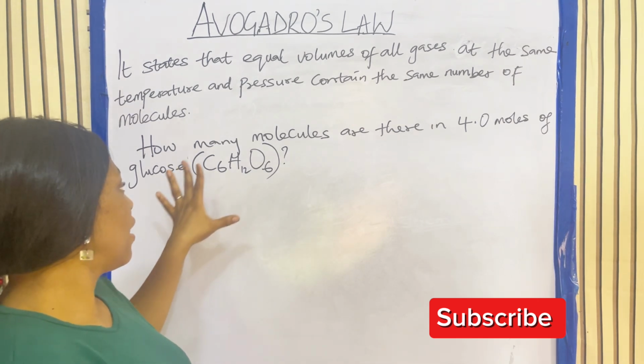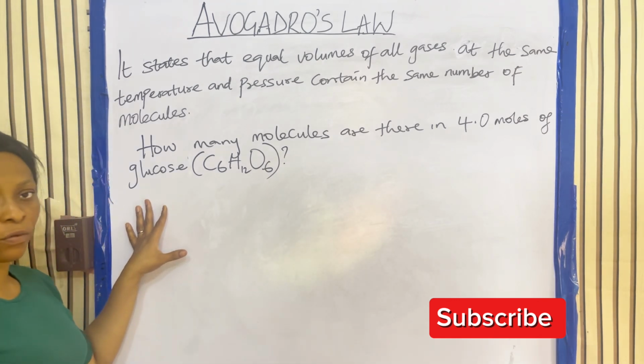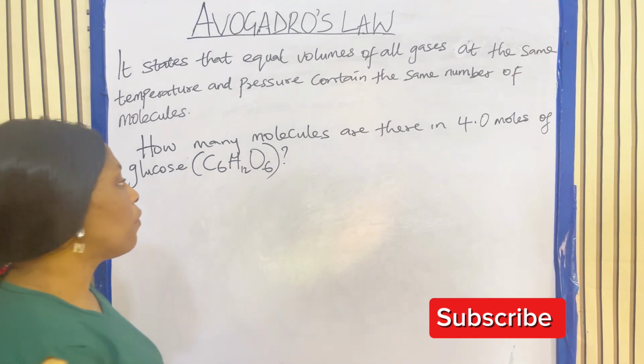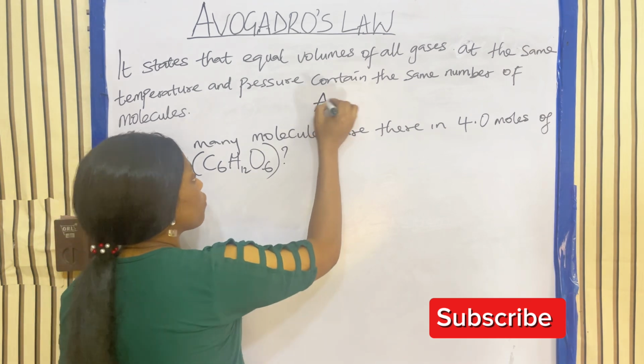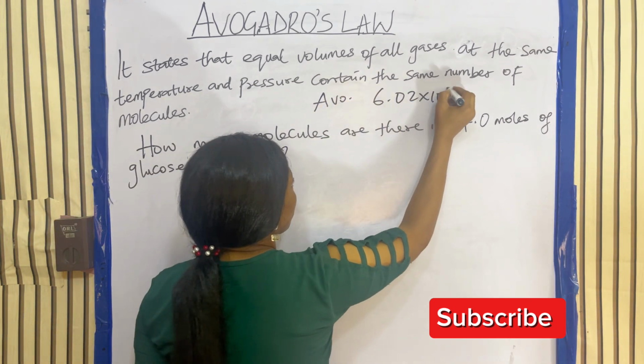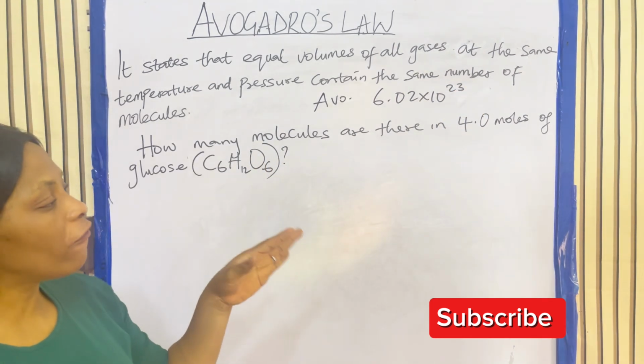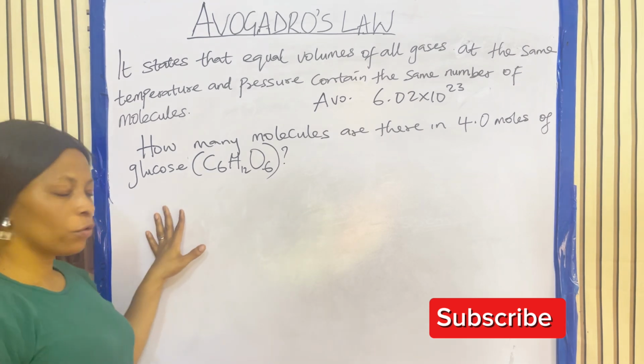The question says, how many molecules are there in 4.0 moles of glucose? I want us to know that Avogadro's constant is 6.02 times 10 raised to power 23. So, how many molecules are there in 4 moles of glucose?